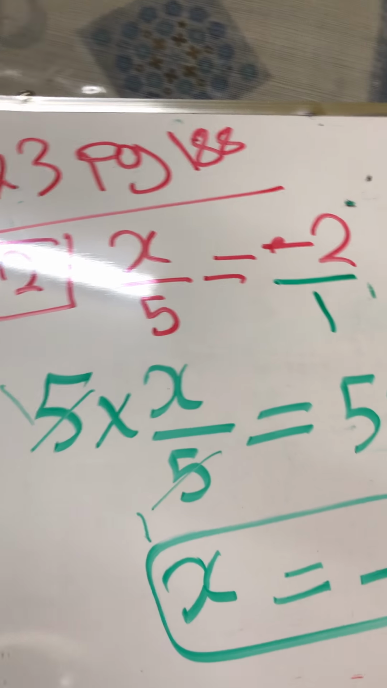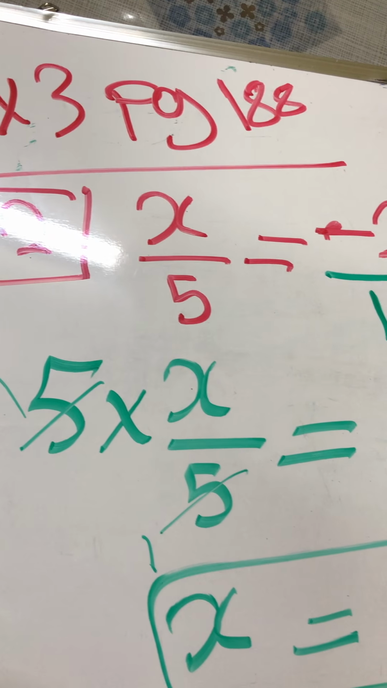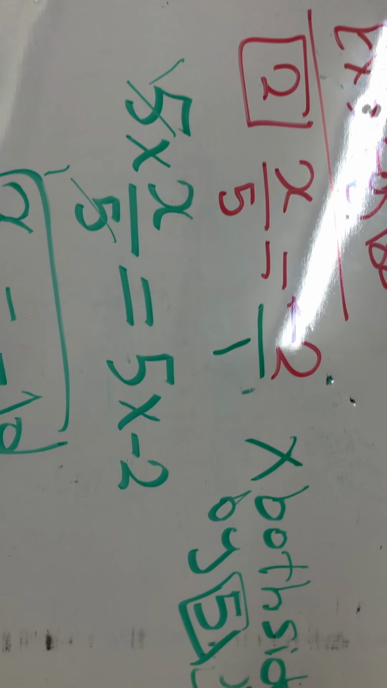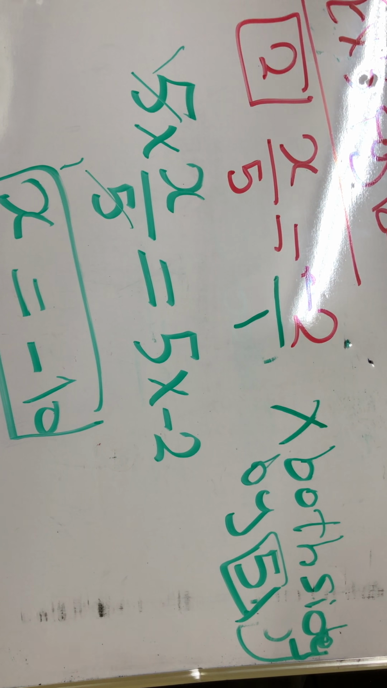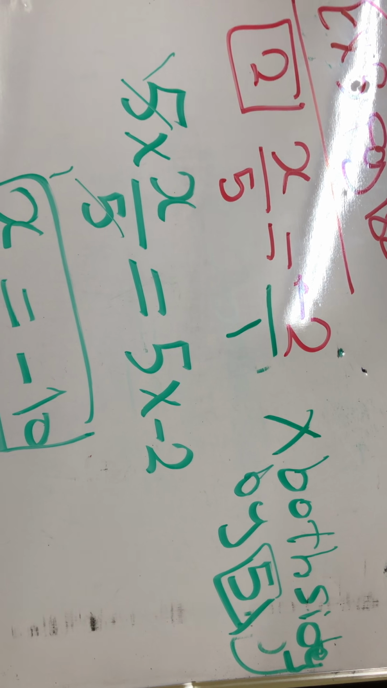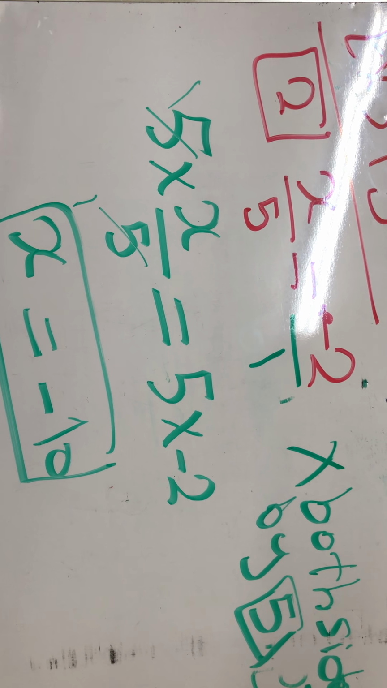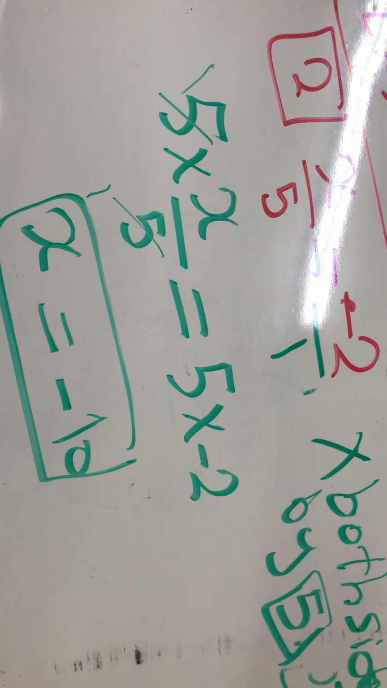This is question number 2, exercise 3, page 188. Look with me, this is the problem. X over 5 equal negative 2. I multiply both sides by 5. So x equal negative 10. Yes. Let's solve number 3 together.